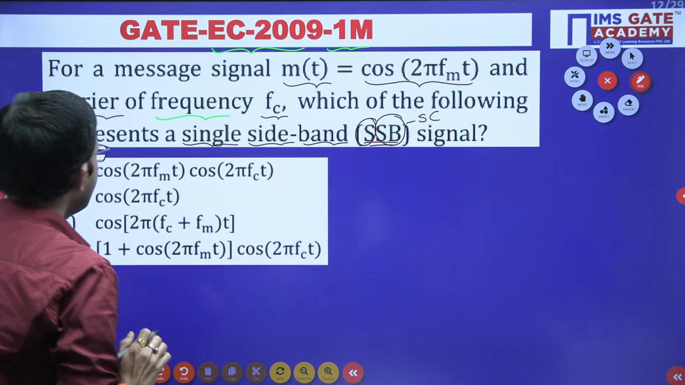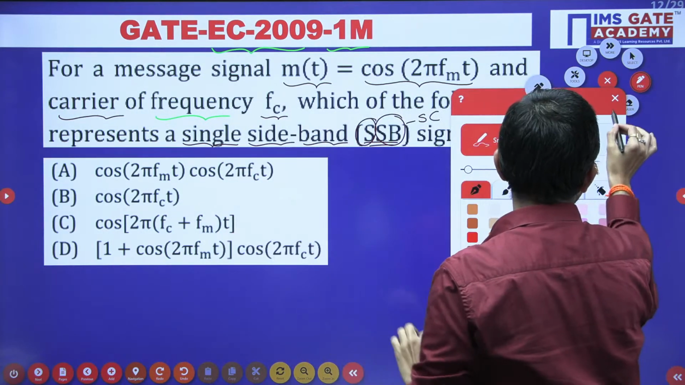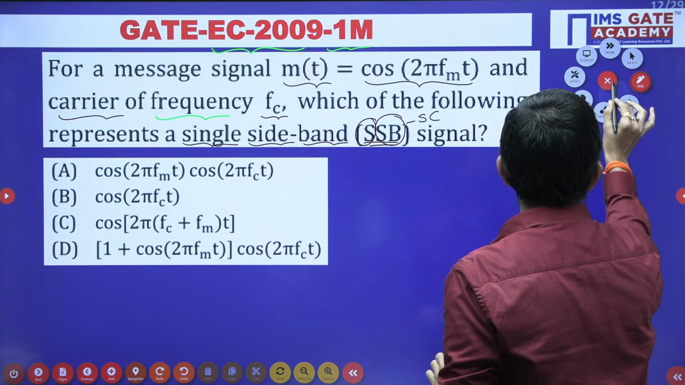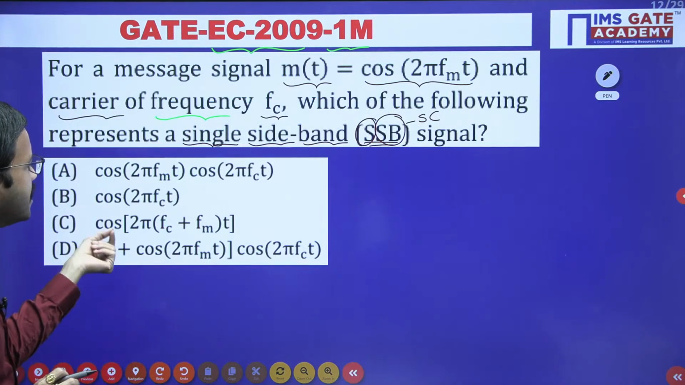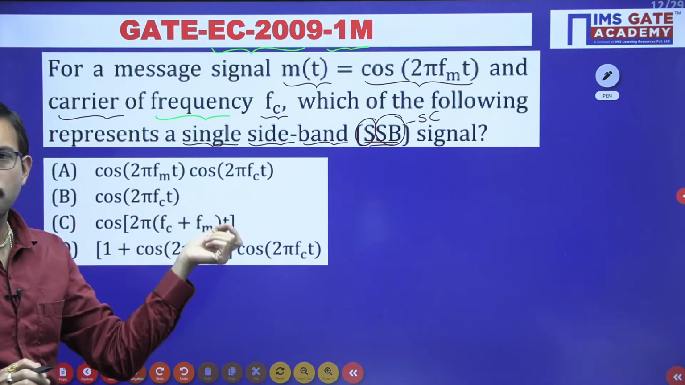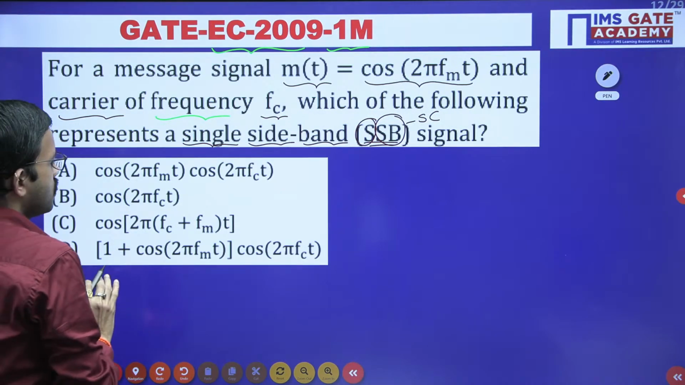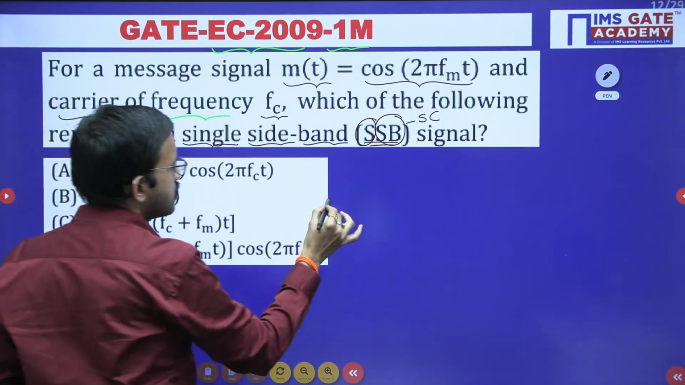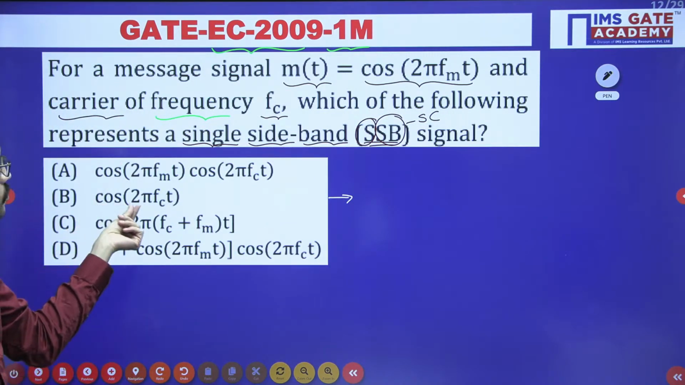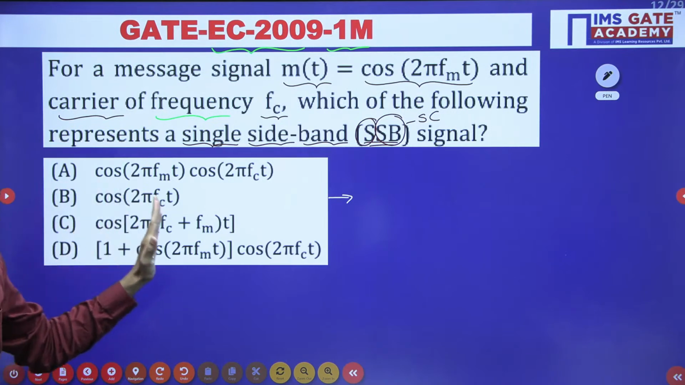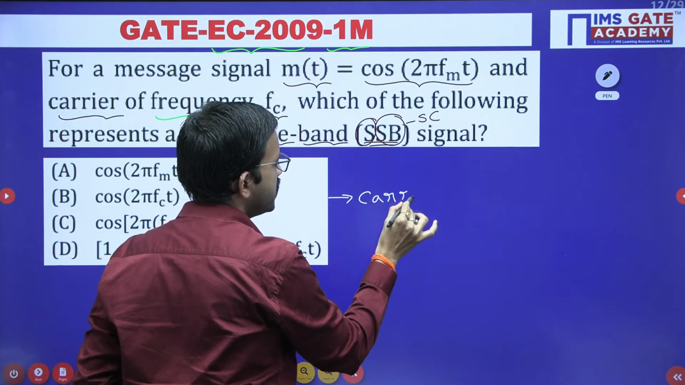Now let us see option by option. In each option, let us identify which signal or modulation the given equation belongs to. For the timing, just consider option B. Regarding option B, you have cos 2 pi fc t, something like Ac cos 2 pi fc t. That means it is only the carrier signal.